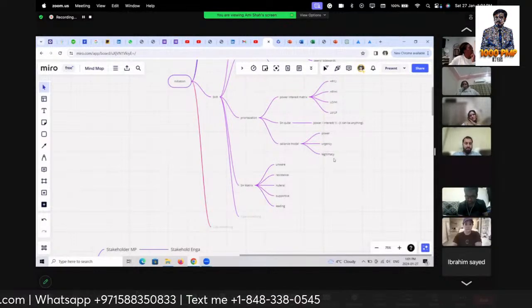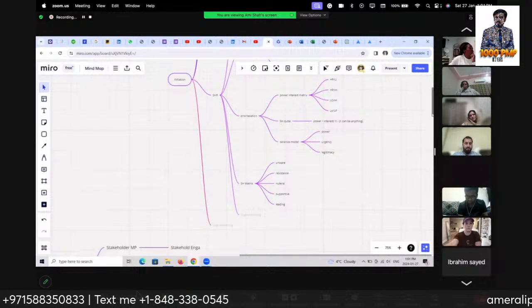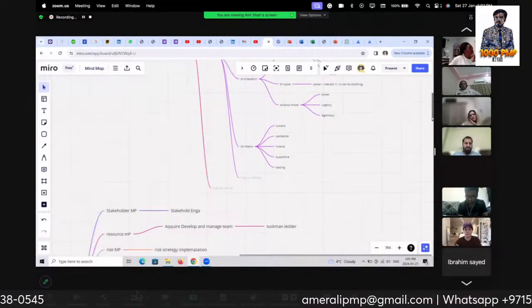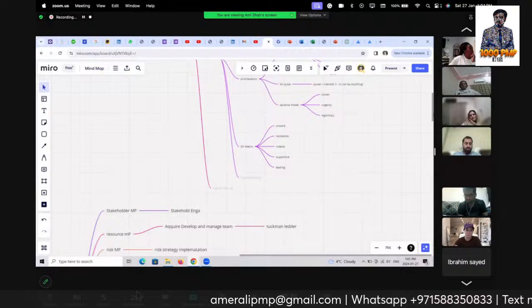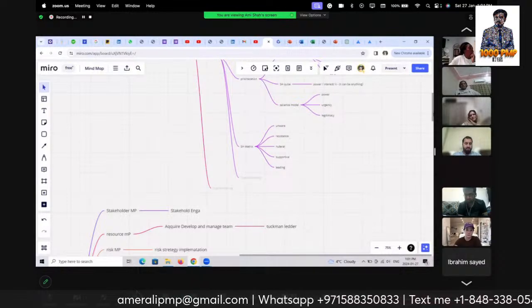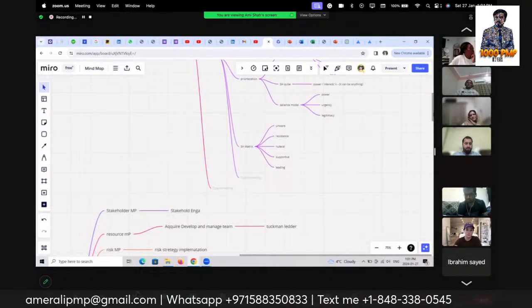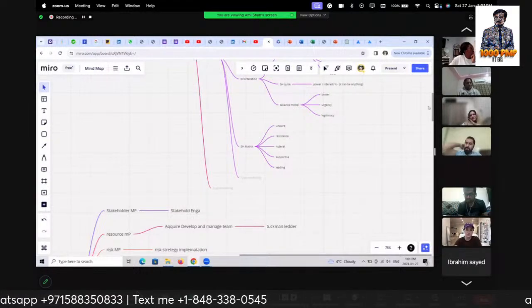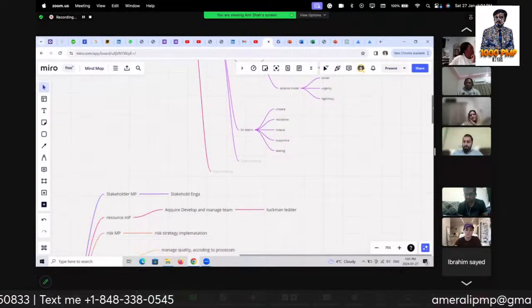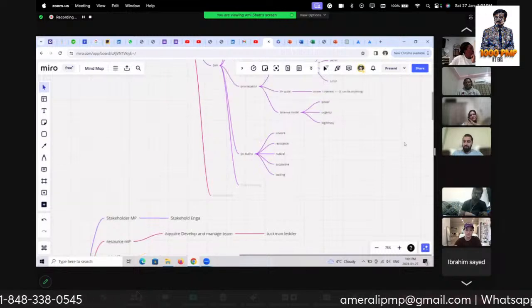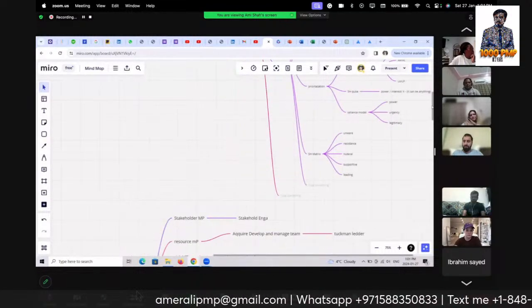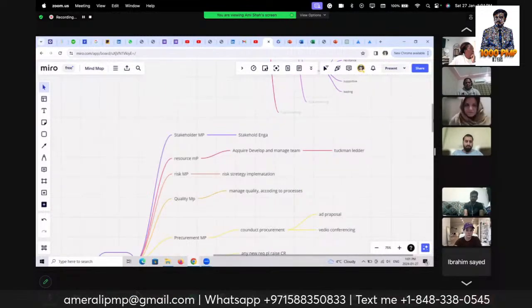After that, we can have a stakeholder matrix where we need to check the state of the stakeholders: whether they are unaware, resistant, neutral, or supportive, which stage they are at. Accordingly, we can have the matrix of that. So this is all about the initiation of the project. Now we can go for planning.